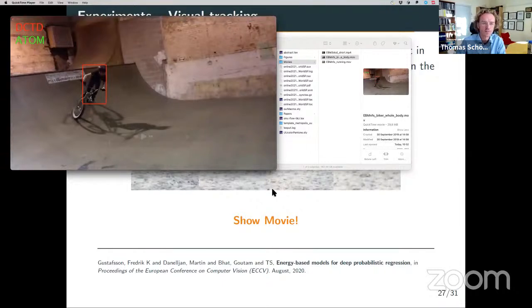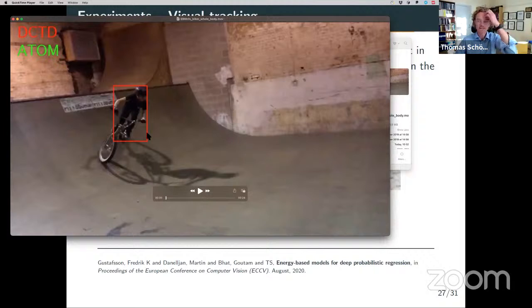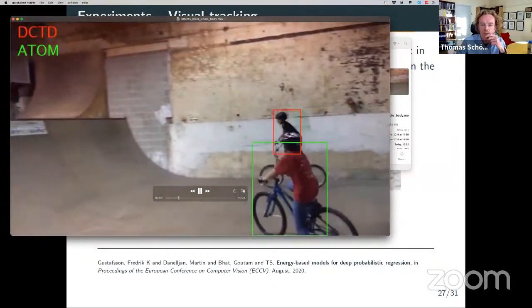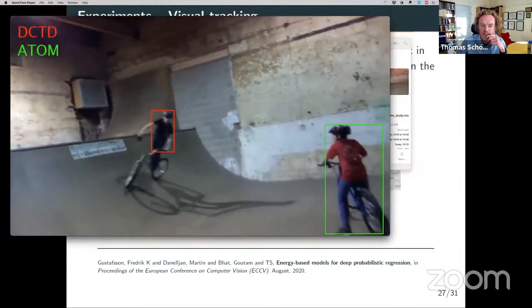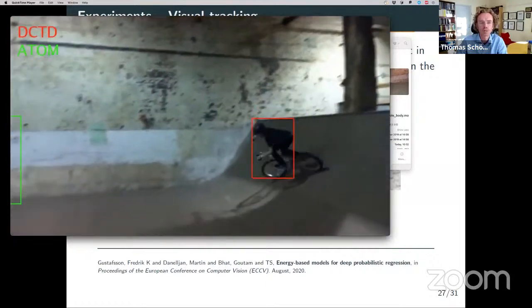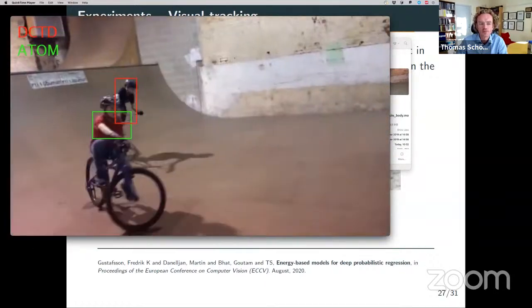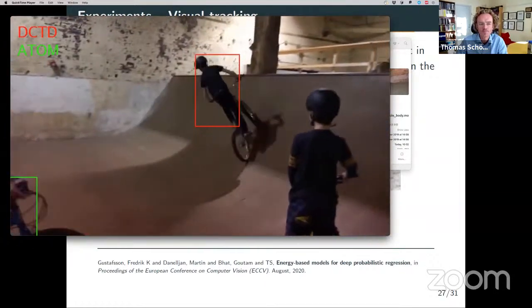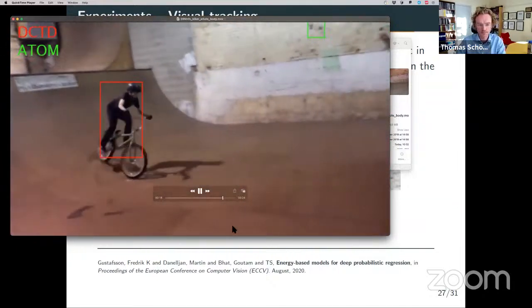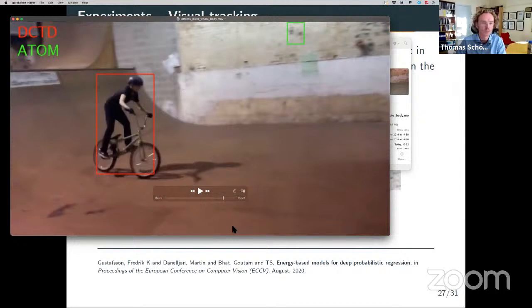Here, it's not a dog, but it's BMX riders. So the red one is our tracker and the green one is a previous state of the art. Doing quite similar here, but then after a while, the previous one loses track completely because the representations are not good enough, whereas we can still keep following the correct object here. So I'll pause there, and then you can say, well, that's just one sample, and that's very much true.